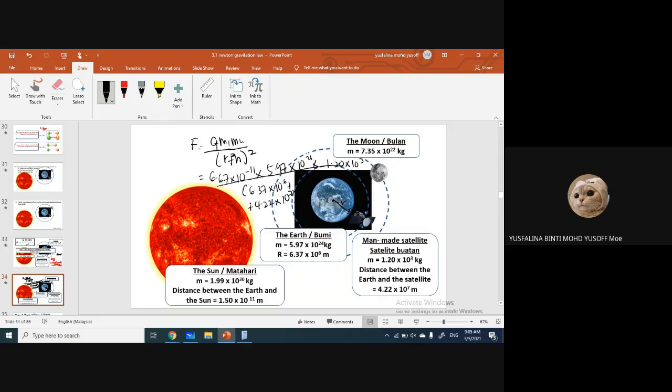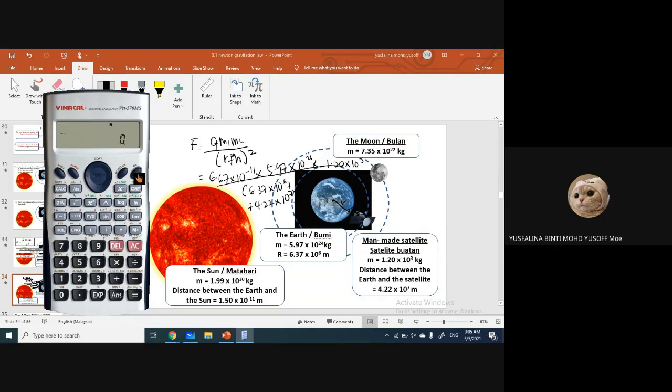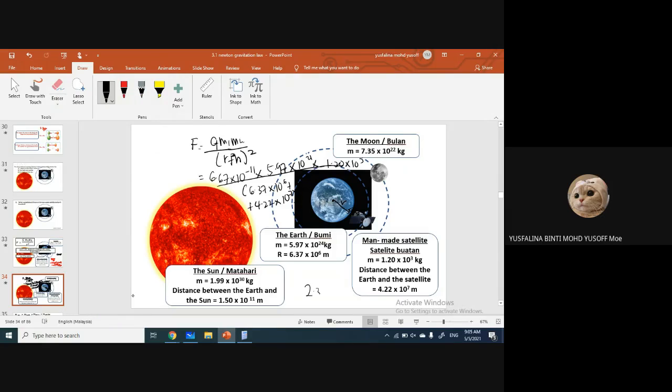So we have to add the radius first. Don't forget to square it. Let's find whether the answer is correct or not. So 6.37 exponent 6 plus 4.22 exponent 7. I forgot to put the bracket. Yeah, we put 4.22 exponent 7, and then we put the square. So you get 2.36 times 10 to the power of 15. So that is the radius, and this one I already squared.